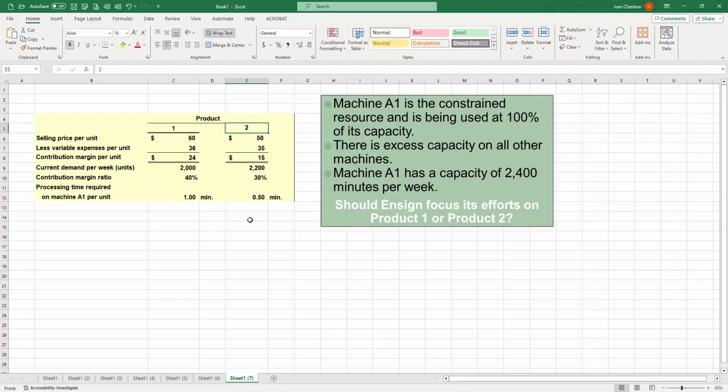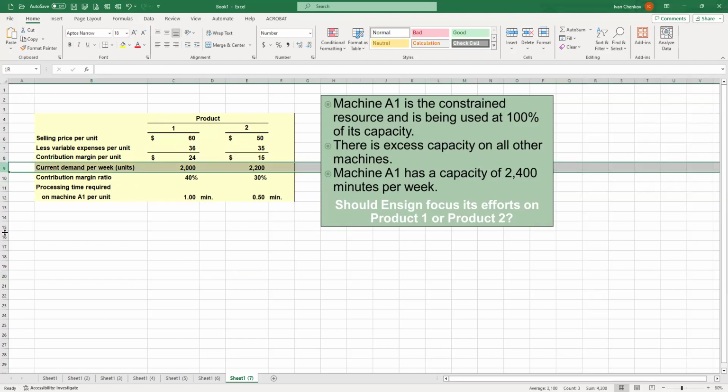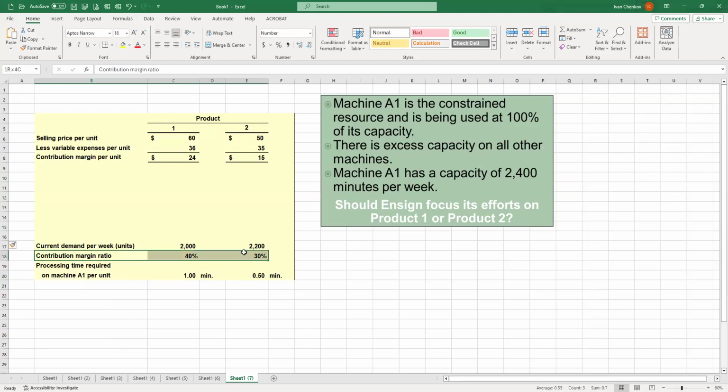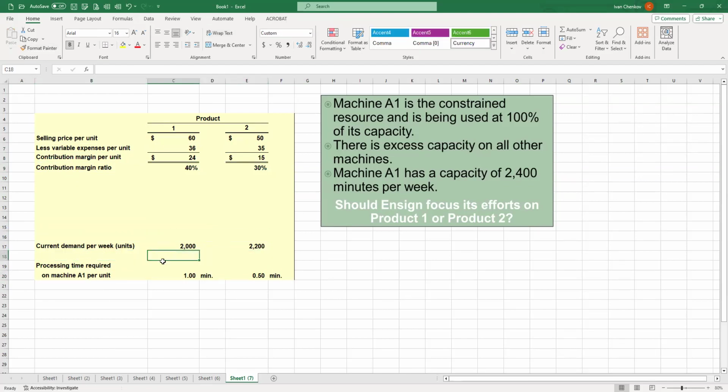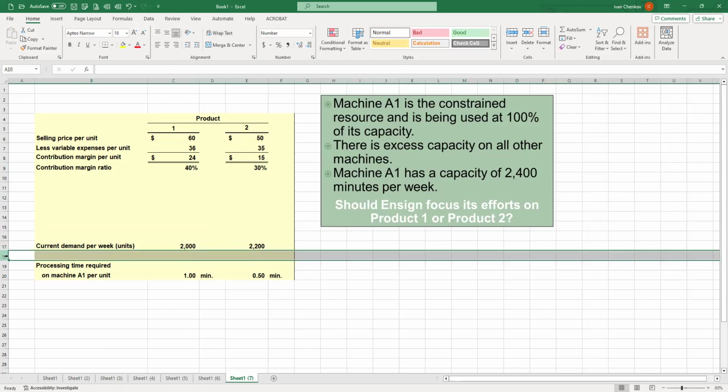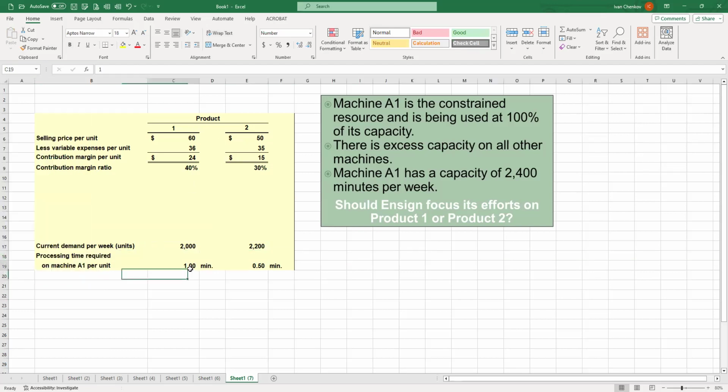So we have two products. We know the selling price for one unit and the selling price for the other unit. We have the variable expense for one unit and the variable expense for the other unit. What else do we know? We know the contribution margin per unit. Also, we know the contribution margin ratio. That's our contribution margin ratio here. We know our current demand. And we know that the processing time required for product one is 1 minute per unit, and for product two is 0.5 minutes, half a minute.